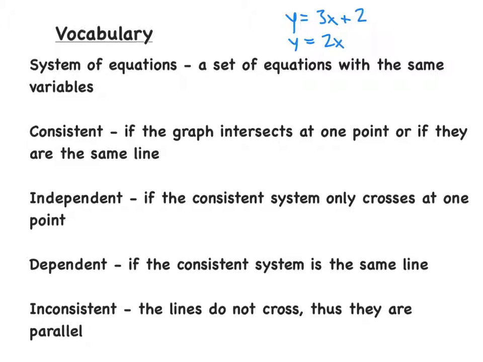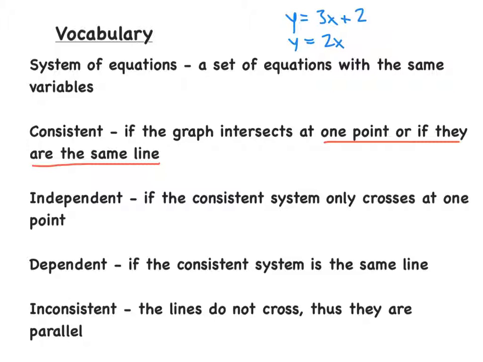Now, later on in this lesson, we're going to be talking about different terms of systems of equations. So this word, consistent. When you graph two equations, if the graphs intersect at one point, or if they are the same line, then the system of equations is consistent.